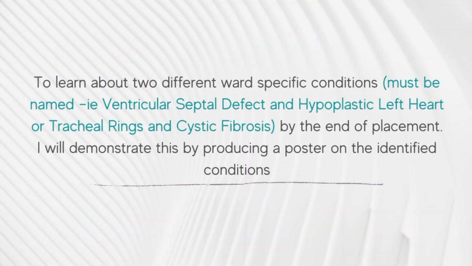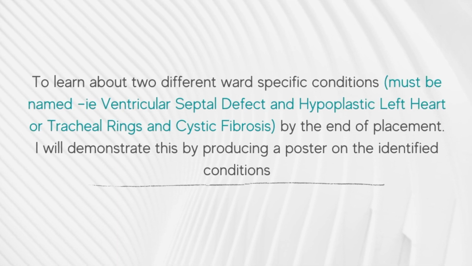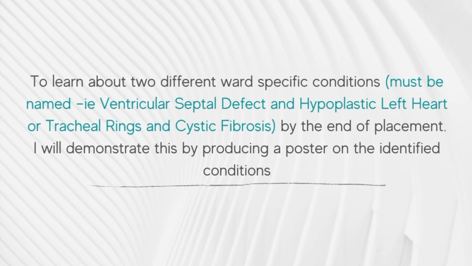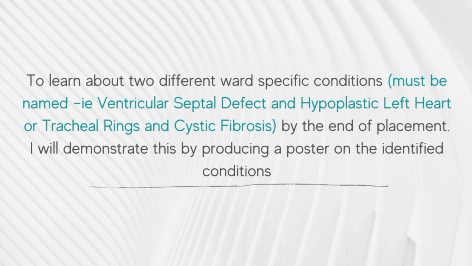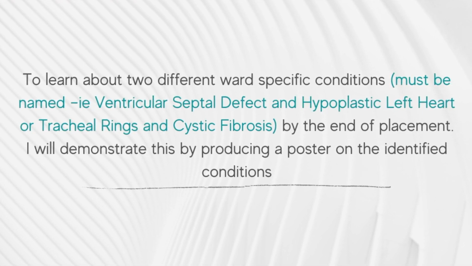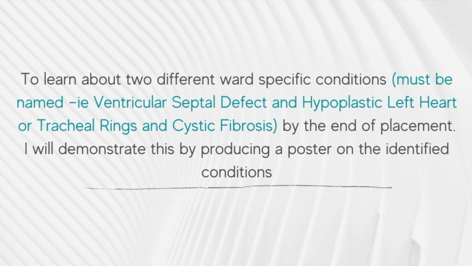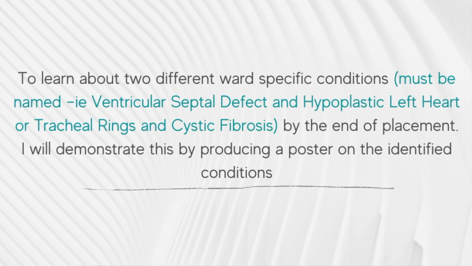How about something like to learn about 2 different ward specific conditions? You've got to name them though. So maybe something like if you're in a cardiac environment, then ventricular septal defect and hypoplastic left heart. Or if you're in a respiratory area, it could be something like tracheal rings and cystic fibrosis. By the end of placement, I will demonstrate this by producing a poster on the identified conditions.